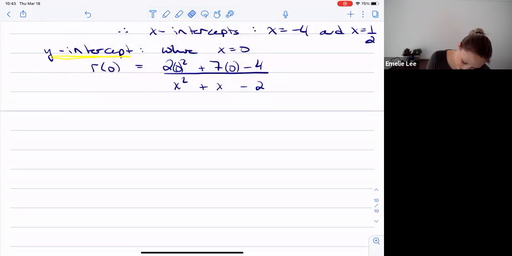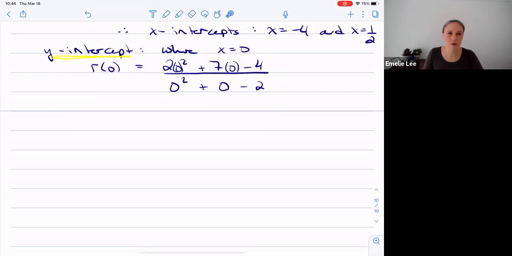Easier to write it all out, I guess, but I didn't want to be scrolling back and forth trying to remember what all these values were. R of 0: 2 times 0 squared is 0, plus 7 times 0 is 0, so all I'm left with is -4 in the numerator, and then same thing in the denominator. All I have in the denominator is -2. -4 divided by -2 puts me at 2.